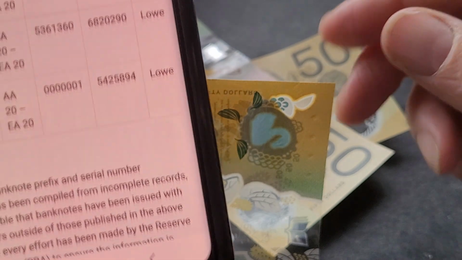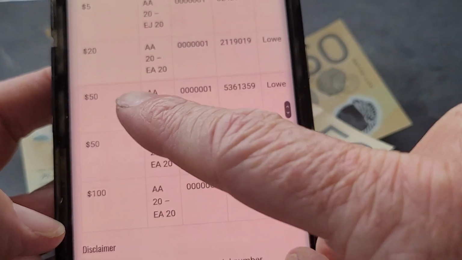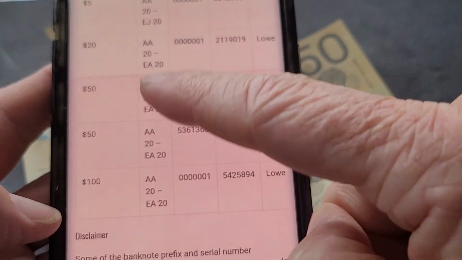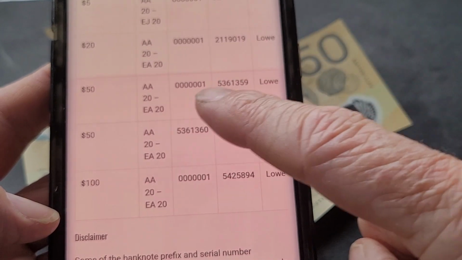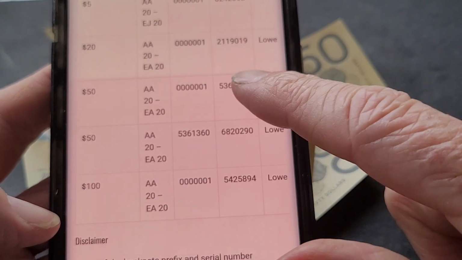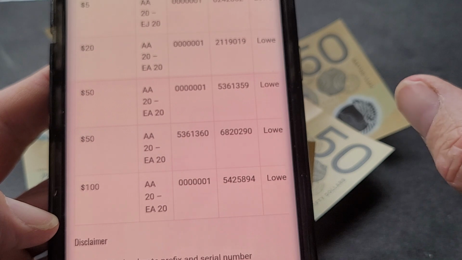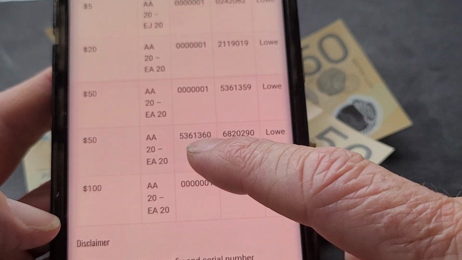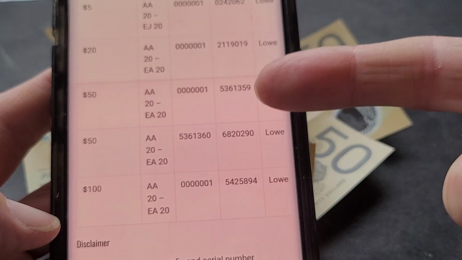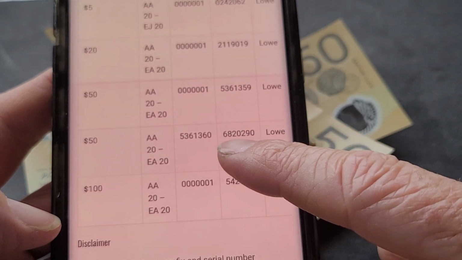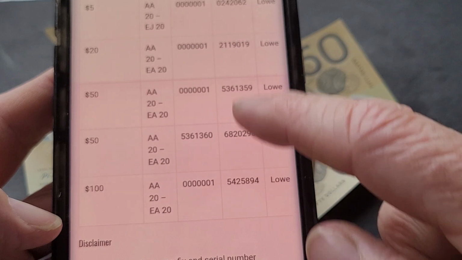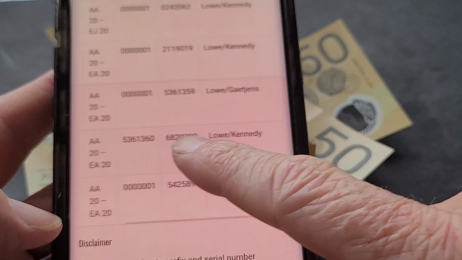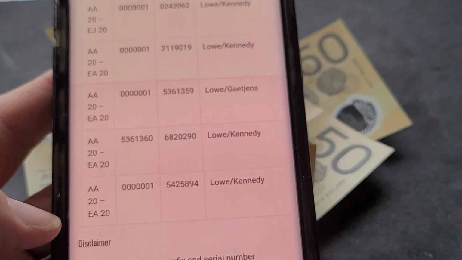So if we look at the 2020, we have AA, EA. So we got 0 to 5,361,000. Then we got 5,361,360 to, so this is about 1.5 million. This is about 5.3 million. And we got 2 different signature series. So here we do have them.